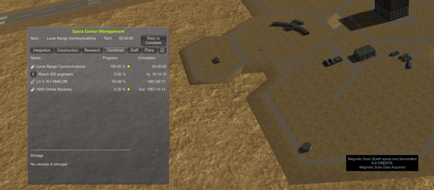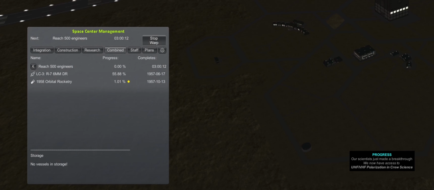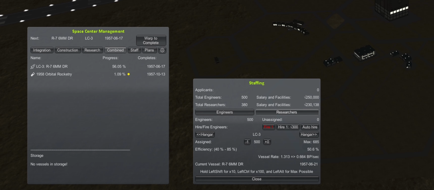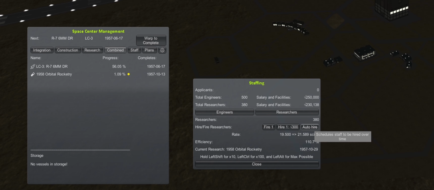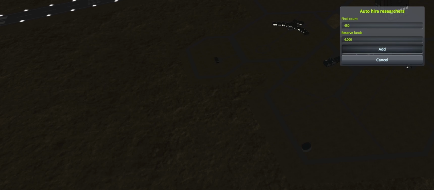By the middle of May, research for lunar range communications is completed, followed by reaching 500 engineers for the R-7 complex. Then, 50 more researchers are added to the auto-hire queue to expedite 1958 orbital rocketry.